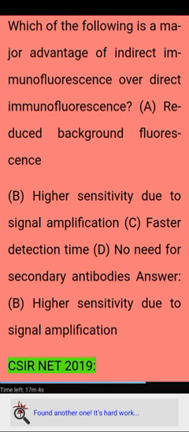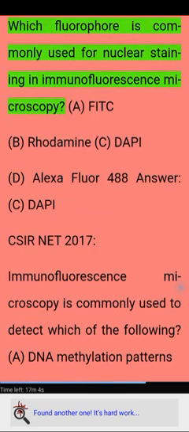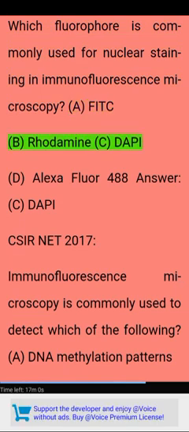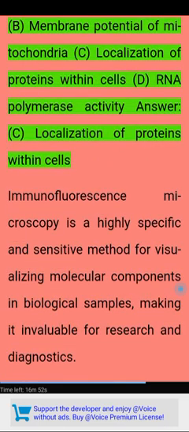CSIR NET 2019. Which fluorophore is commonly used for nuclear staining in immunofluorescence microscopy? A. FITC. B. Rhodamine. C. DAPI. D. Alexa Fluor 488. Answer. C. DAPI. CSIR NET 2017. Immunofluorescence microscopy is commonly used to detect which of the following? A. DNA methylation patterns. B. Membrane potential of mitochondria. C. Localization of proteins within cells. D. RNA polymerase activity. Answer. C. Localization of proteins within cells.